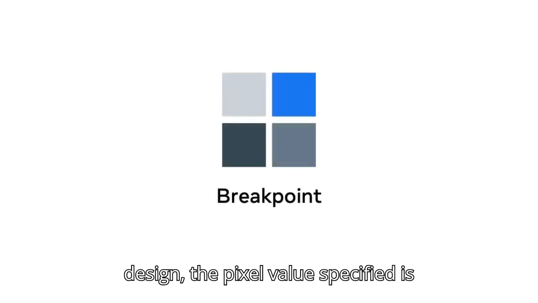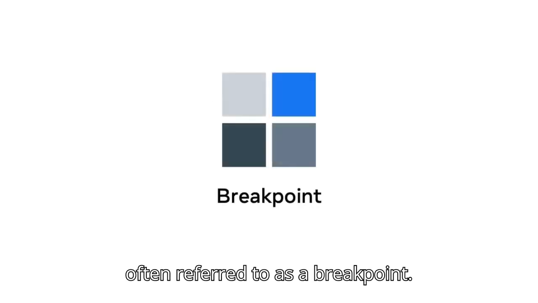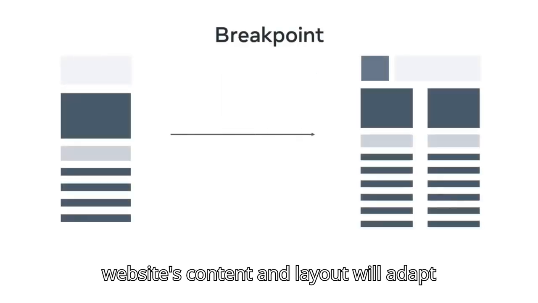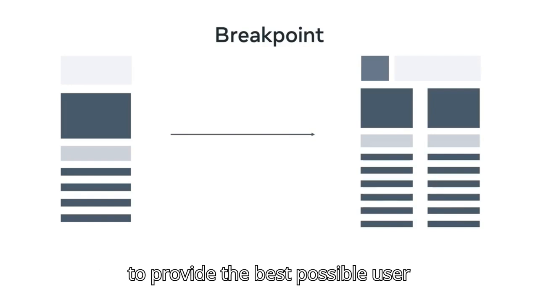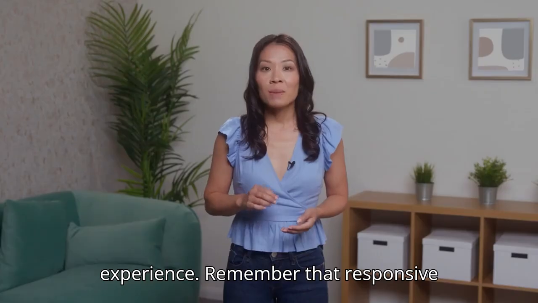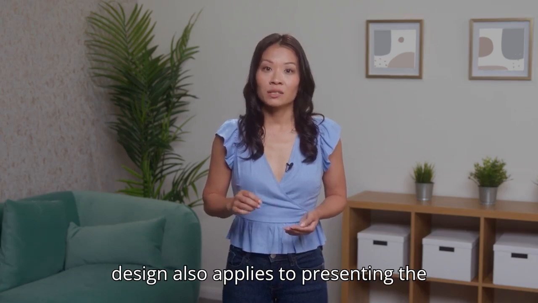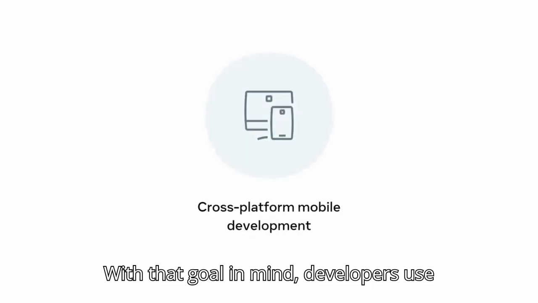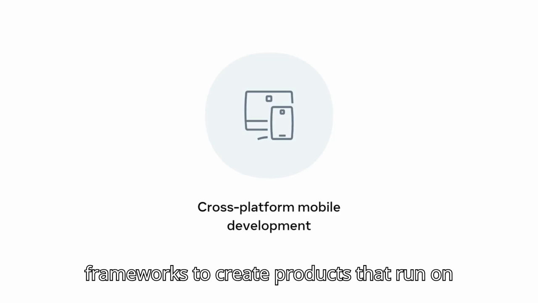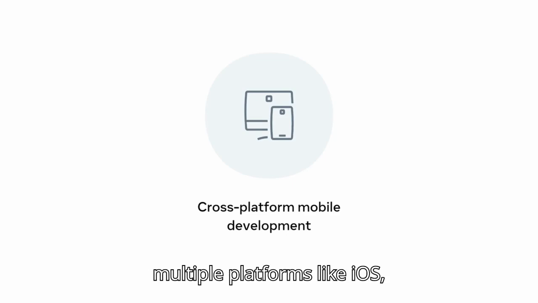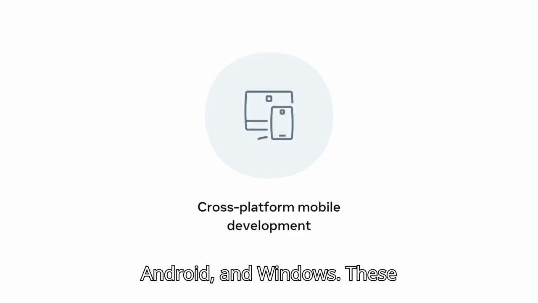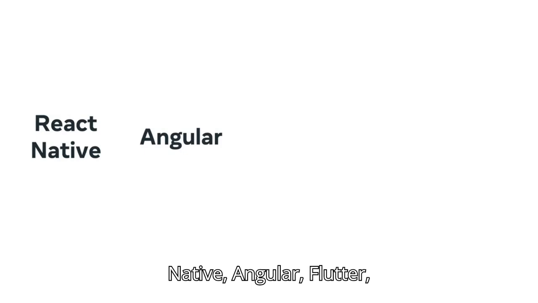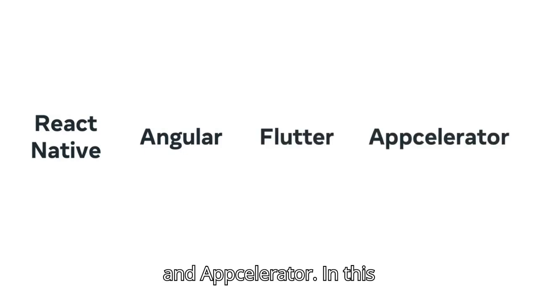In responsive design, the pixel value specified is often referred to as the breakpoint. A breakpoint is the point at which a website's content and layout will adapt to provide the best possible user experience. Remember that responsive design also applies to presenting the best user experience across platforms. With that goal in mind, developers use cross-platform mobile development frameworks to create products that run on multiple platforms like iOS, Android, and Windows. These frameworks include products like React Native, Angular, Flutter, and Appcelerator.